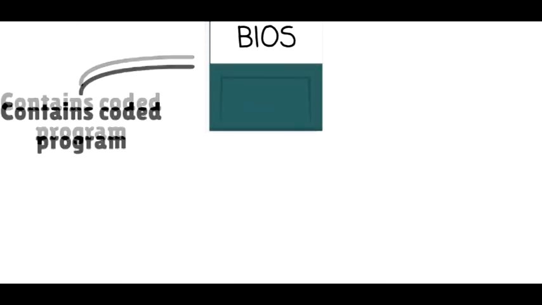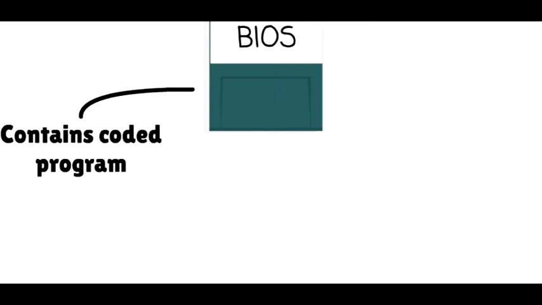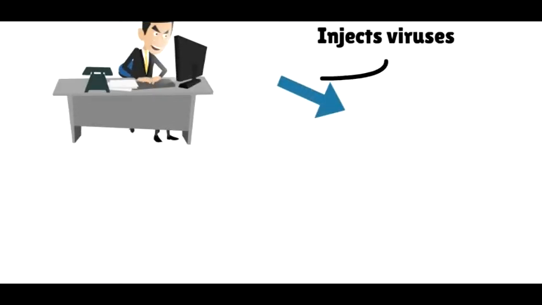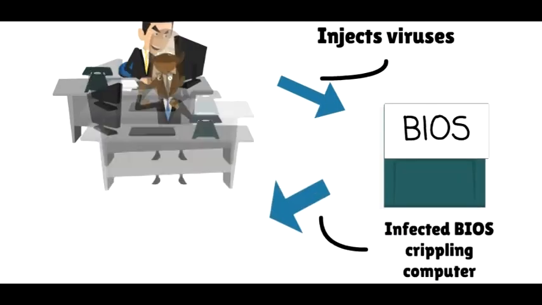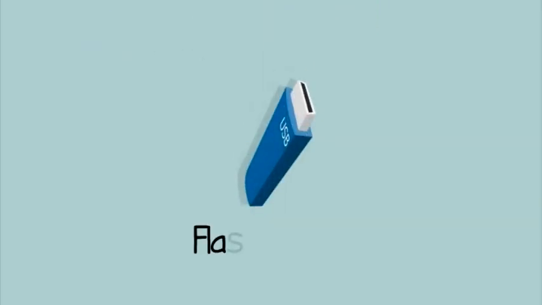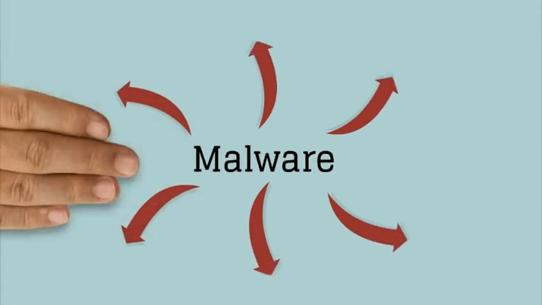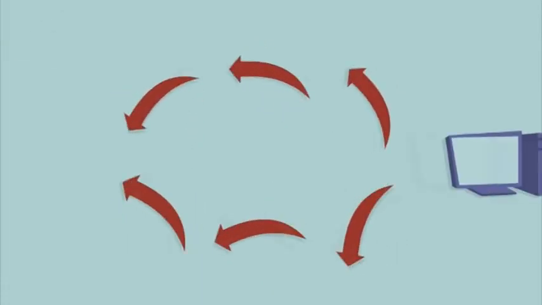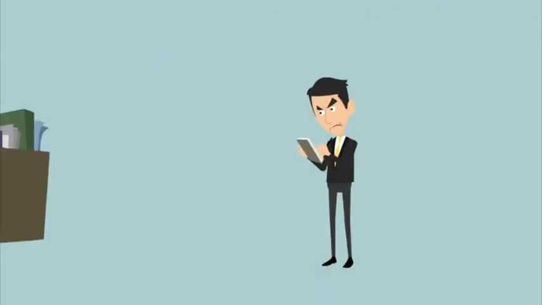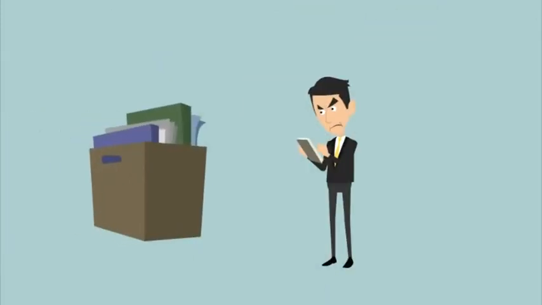BIOS is a coded program embedded on the processor chip, recognizing and controlling different devices on the computer system. However, hackers could inject viruses to overwrite the contents of the BIOS, which could completely cripple and disrupt the victim's computer system. USB devices make use of flash memory, and are widely used to spread malware. They infect another computer with the virus when inserted carelessly without scanning. They also allow spies to copy and steal sensitive corporate data.